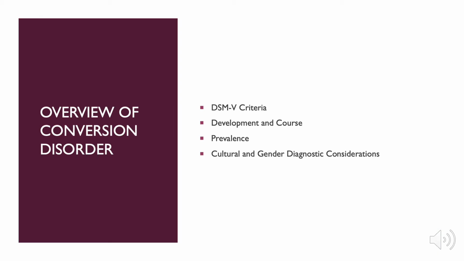So, just an overview of conversion disorder. These are the beginning things that we'll be going through. There's the DSM-5 criteria, development and course, prevalence, and then cultural and gender diagnostic considerations.